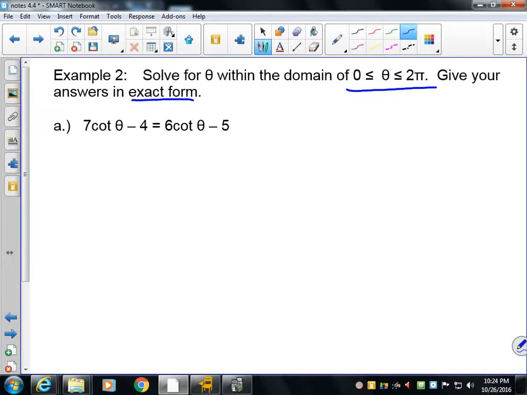It makes life easy. Same thing, we got to get theta alone, so I'm going to subtract the 6 cotangent. So 7 minus 6 is just 1 cotangent theta. I'm going to add the 4, gives me -1. Cotangent theta to the -1, that's a reciprocal. Its reciprocal is tangent. So I'll do tan theta is equal to -1. If we do the reciprocal, that's also -1.